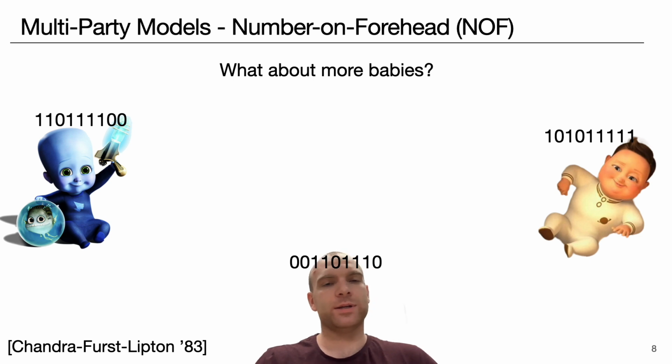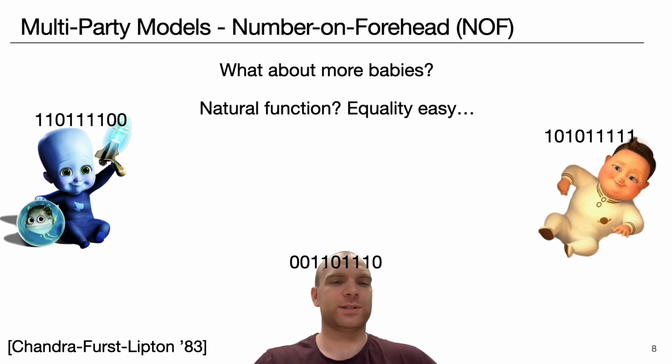Now, to understand a model, it's often helpful to consider a natural function. And in the two-party case, we saw some interesting behavior with the equality function. Here, this is not so interesting because each player can just say in 1 bit whether the two inputs that they see are equal or not. And so in 3 bits, even deterministically, we can solve the problem.